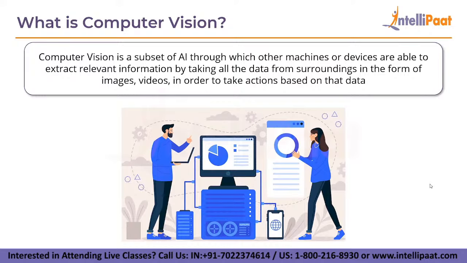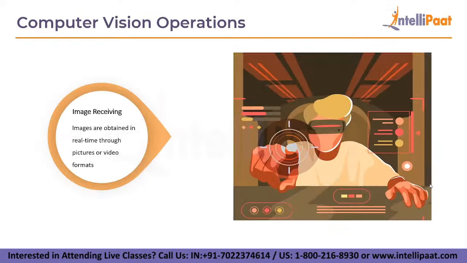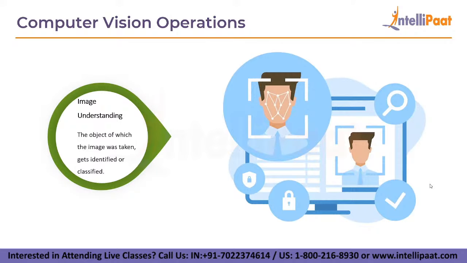Now let us understand how computer vision operates, or what its operations are. So, computer vision basically operates in three steps. The first one is receiving an image, in which images are obtained in real time through pictures or video format. They are then passed to the next step, which is image processing. In this step, the acquired image is processed by deep learning models in order to extract the relevant information from it. And at last comes the stage of image understanding. After the image is processed and the information extracted, in this step, the object of which the image was taken gets identified or classified.